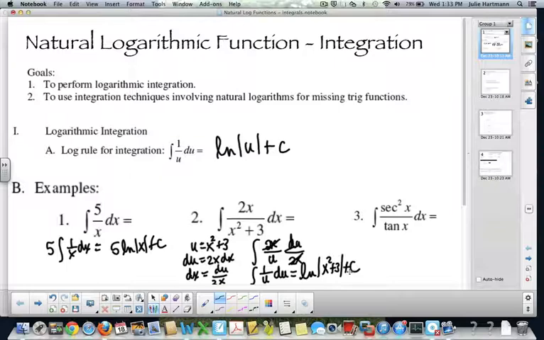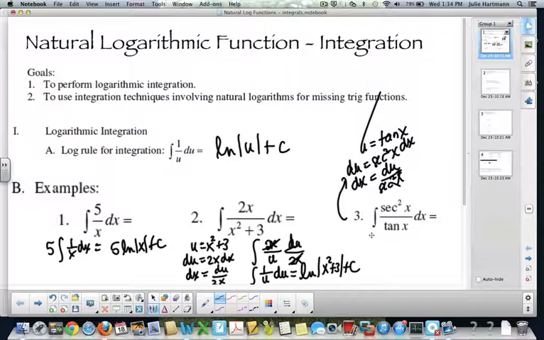Number 3, secant squared and tan. You want to think, oh gracious, is there a derivative in there of one of them? Is one of them the derivative of the other? Yes, the derivative of tan is secant squared. So you would let u equal tan of x. Du is secant squared of x dx. So dx is du over secant squared.